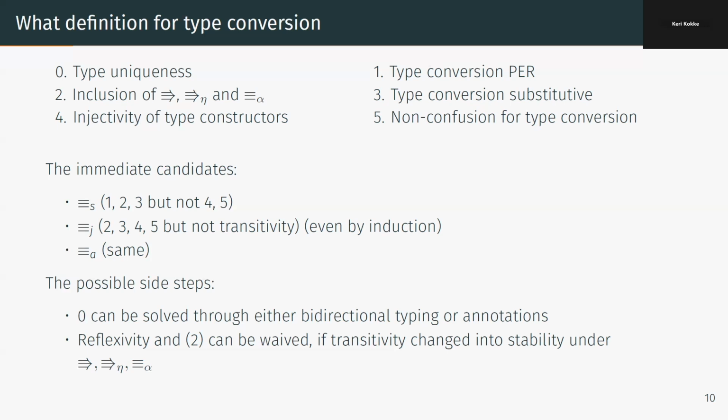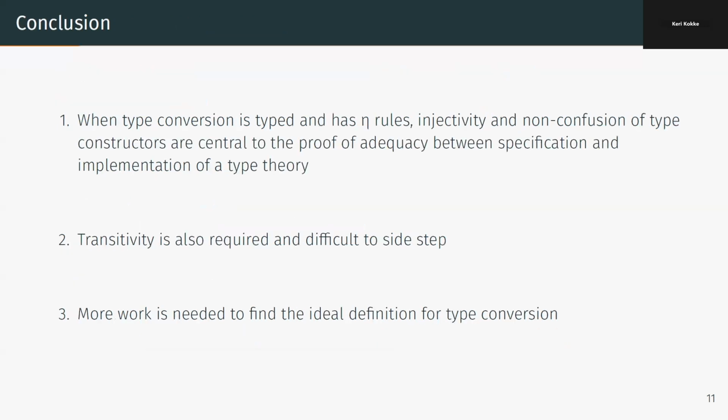It's not absolute. So to conclude, I really want to highlight the fact that when we have a type conversion and it has some eta rules, at least the proof scheme I was showing relies very heavily on the fact that we have a conversion that has injectivity and non-confusion of type constructors. And really, this means that as a whole, if we want to prove adequacy, we need such properties. Transitivity also is obviously required and difficult to sidestep. And I will need more work to find such a suitable candidate for type conversion, because we need something that's hard to find. Thank you.